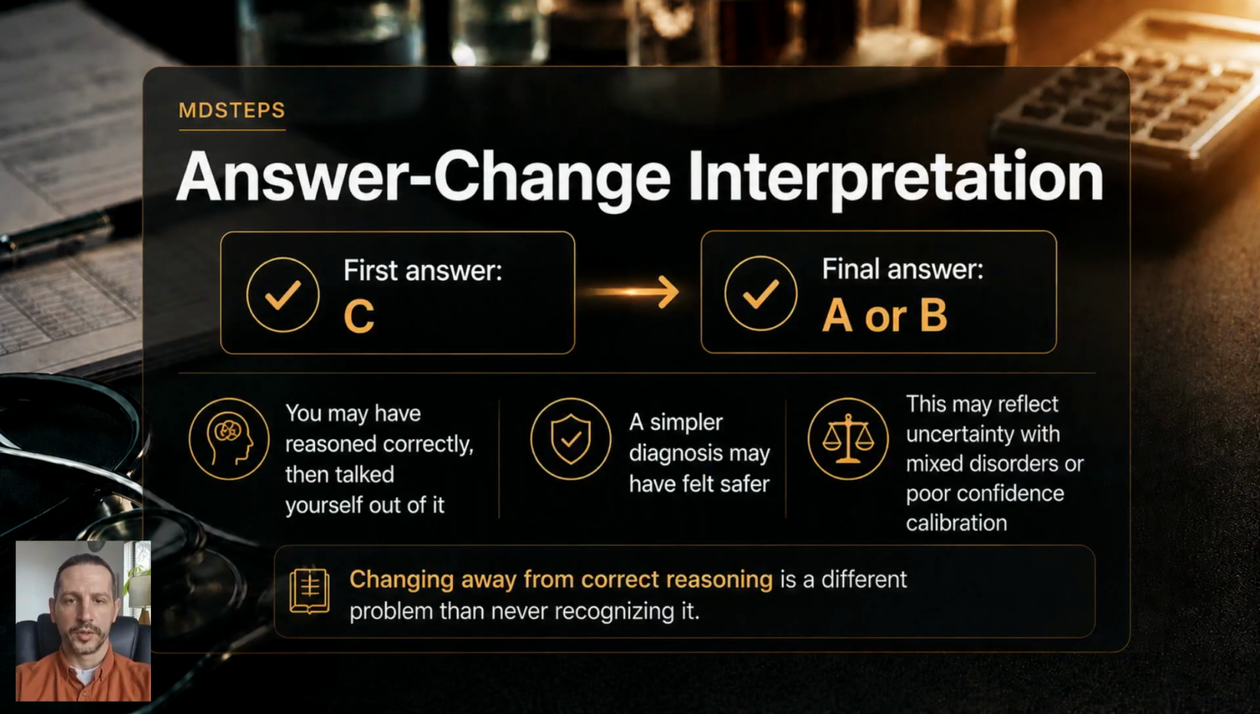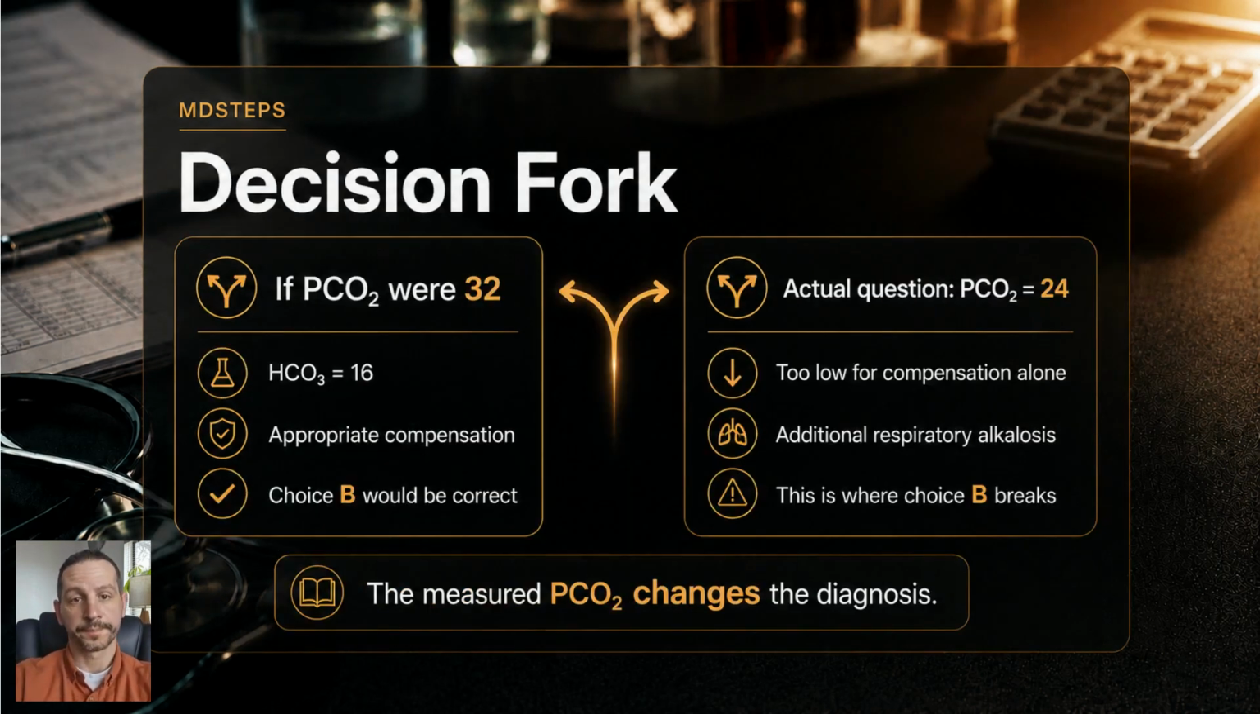Now think back to whether you changed your answer. Suppose you initially selected choice C, then changed to A or B. That is different from never recognizing the mixed disorder. You may have completed the reasoning correctly and then talked yourself out of the answer because a simpler diagnosis felt safer. That could reflect uncertainty with mixed disorders, poor confidence calibration, or a tendency to abandon correct reasoning when a familiar distractor appears. Now let's look at the decision fork.